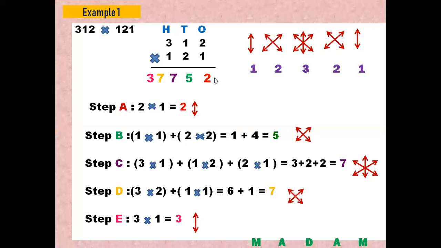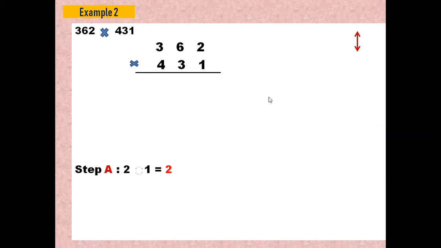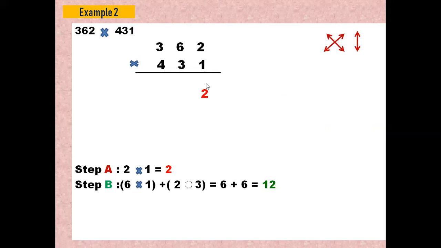Moving on to the next example. Say 62 multiplied with 431. We write from the rightmost digit. 2 into 1 gives us 2. Next we multiply crosswise and add. So 6 times 1 plus 3 into 2. 6 times 1 is 6, 2 into 3 is 6. So we get 12. Now we write only the ones digit 2 and 1 is carried over to the left.